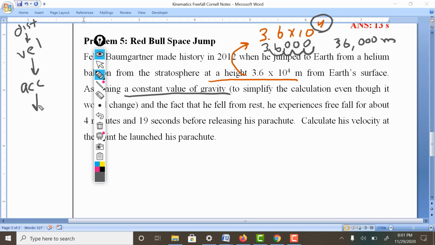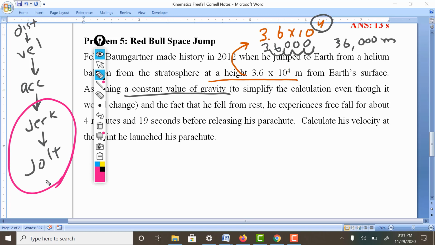The change in acceleration with respect to time is a jerk, and then the change of a jerk with respect to time is a jolt. Okay, and these two in particular are important when it comes to roller coaster physics. So if any of you are interested in going into that kind of a field, you end up dealing with changes in accelerations, right? And this is where this comes in.